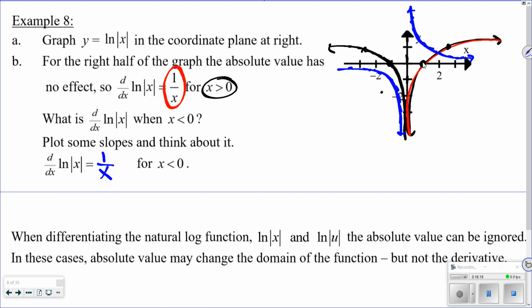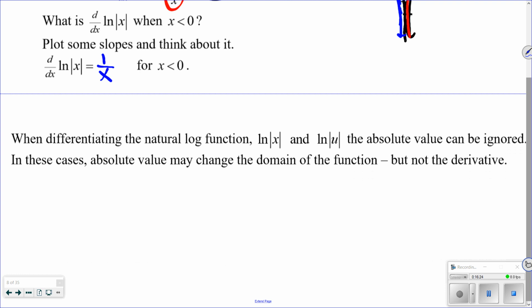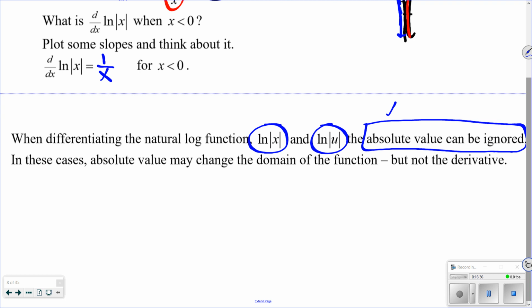So all of that, if we could sum it up, I know it's kind of confusing. Hopefully it made sense and helped us to finish. But in the end, this is what you have to know: when you differentiate the ln of the absolute value of x or ln of the absolute value of u, this is the part you're going to circle or highlight and put a star by. The absolute value, you can just ignore it. The ln of the absolute value of x is the same thing as the ln of x that we've already done. They're exactly the same. It does change the domain of the function, but it does not change the derivative. The derivative is going to be exactly the same.